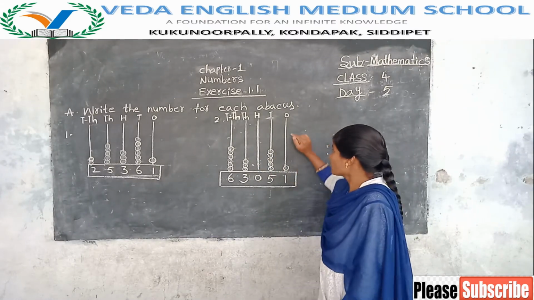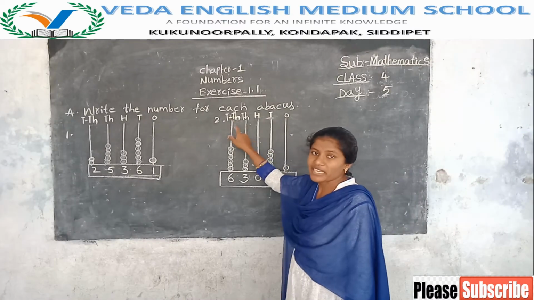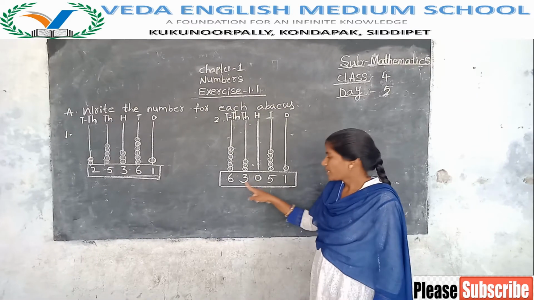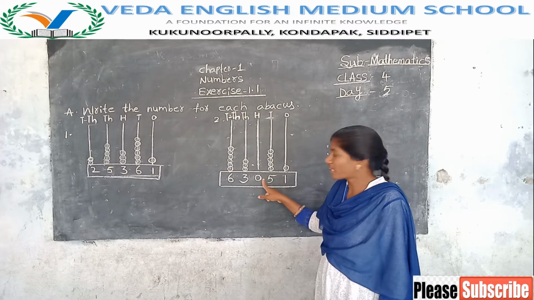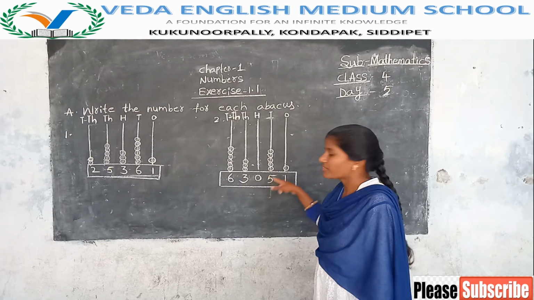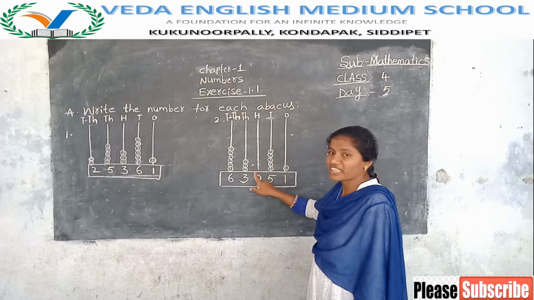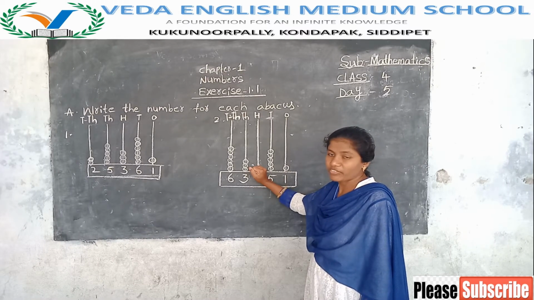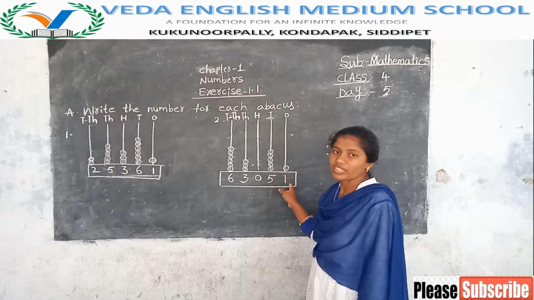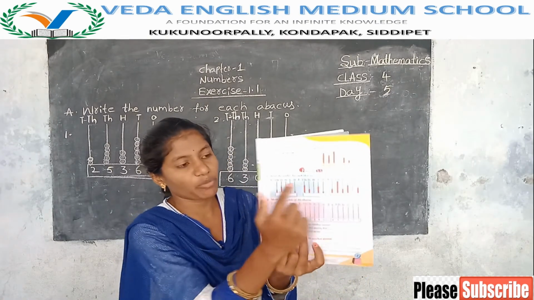Now count the place values once again: ones, tens, hundreds, thousands, 10,000s. Here the place values are up to 10,000 only. Then how to read this number? 63,051. In hundreds place we don't have any number. Here we have 0. We cannot read 0, so you have to leave the hundreds place and say 63,051. Like this, in your textbooks in exercise 1.1, the first problem and second problem are both completed.